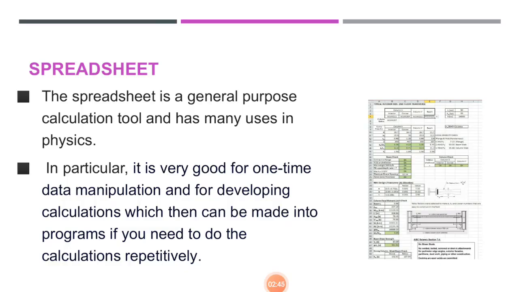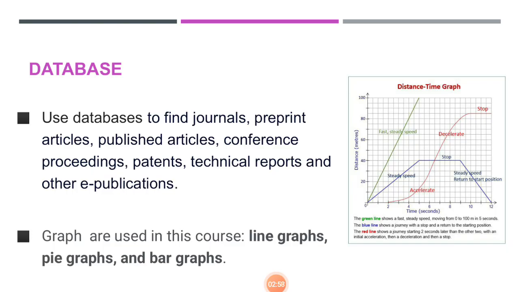Then spreadsheet. It is a tool to make calculations, physics or chemistry calculations. We can do the calculations through this spreadsheet. Then database, which includes journals, preprint articles, published articles, conference proceedings, technical reports and publications.